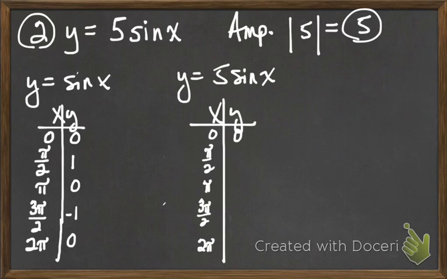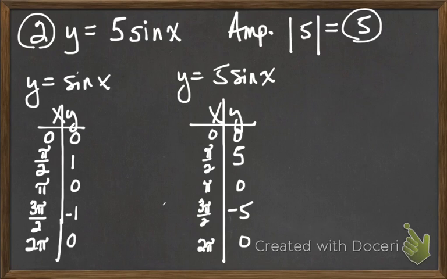Sine of pi over 2 is 1. 5 times 1 is 5. Sine at pi is 0. 5 times 0 is 0. Sine at 3 pi over 2 is negative 1. 5 times negative 1 is negative 5. Sine at 2 pi is 0. 5 times 0 is 0.